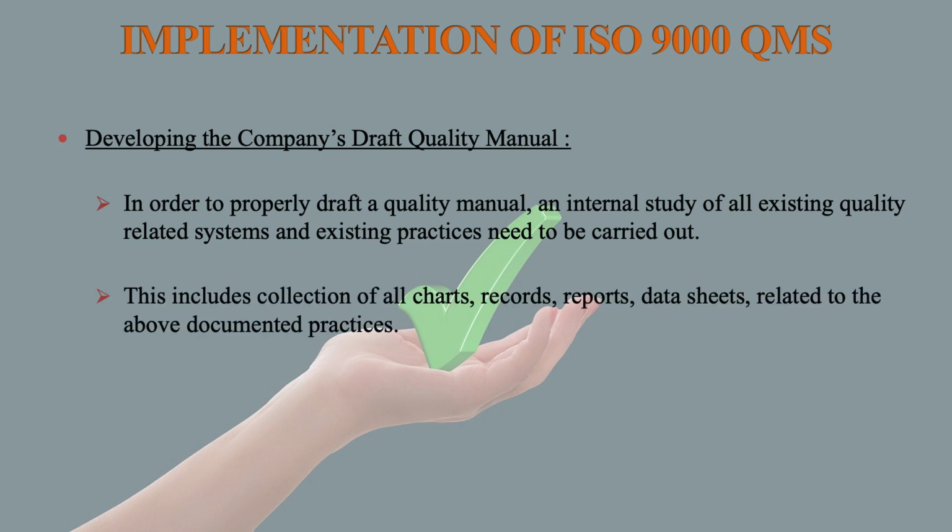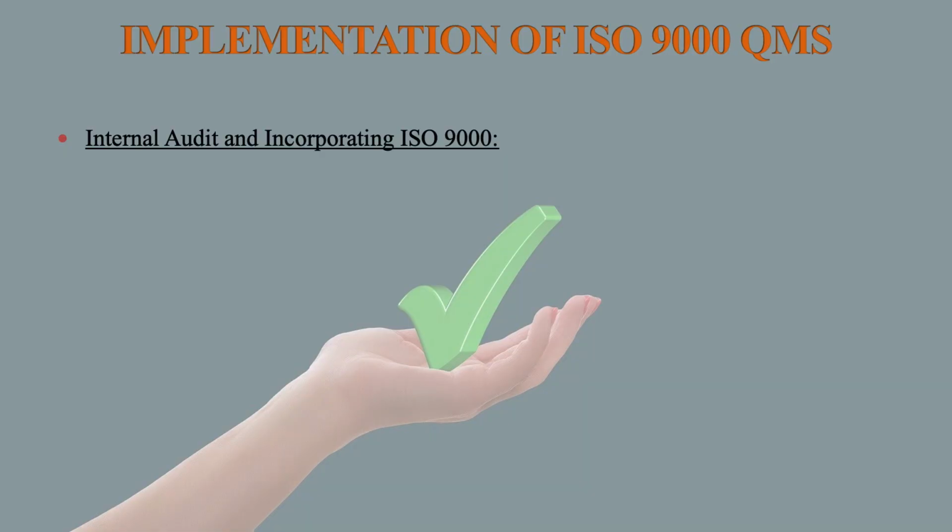This includes collection of all charts, records, reports, data sheets related to above documentation practices. So that is the draft of the quality manual. For writing a draft quality manual, these are the things one has to collect. Internal audit and incorporating ISO 9000.